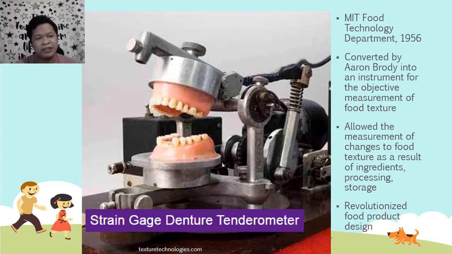And as you know, for example, kayo mga bakers, di ba? Alam niyo yan, if you add more sugar to your cookie, ito yung magiging effect niya. If you add more flour, if you add more water, and so on and so forth. So essentially, this predecessor eventually revolutionized how products are made or developed. But of course, this is not how the modern day texture profile analysis machine looks like.